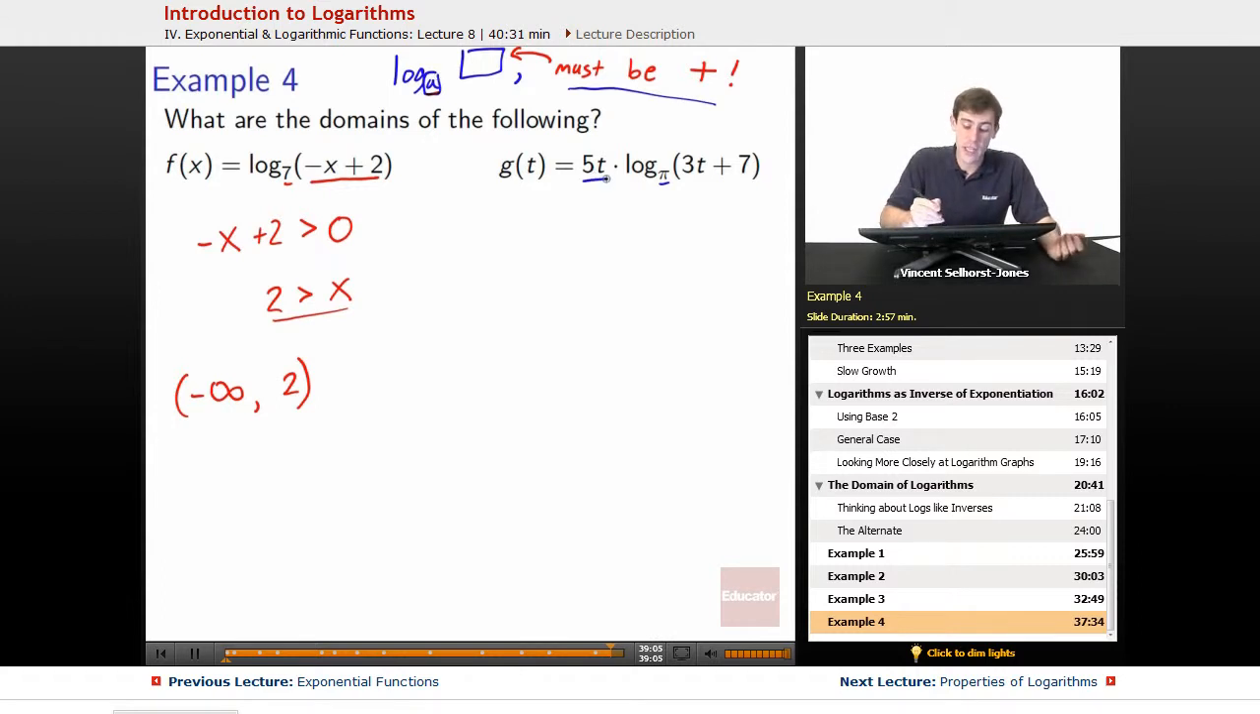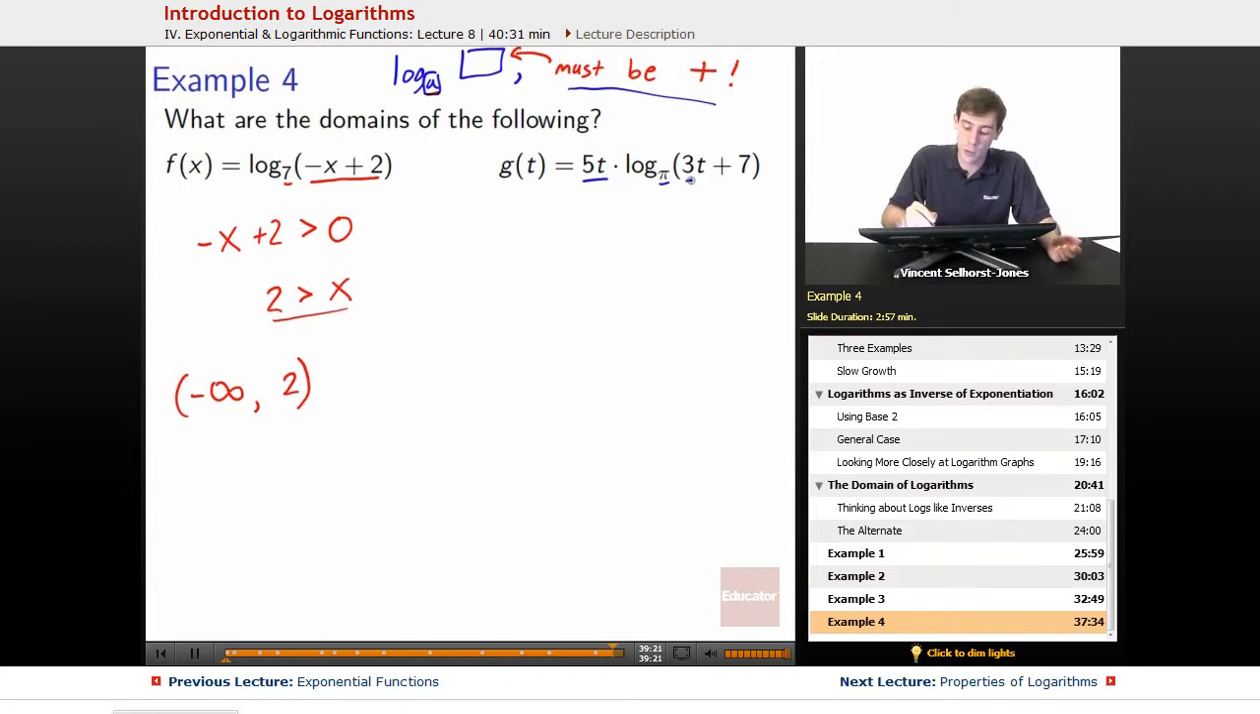We look at the 5t part, we might get worried, oh, is the 5t going to interact with it? 5t times log base pi, 5t is really in its own world. It's doing its own thing. 5 times t, we can do that for any number. We can multiply 5 times any number, so its domain is anything at all. It's not going to actually get in our way.